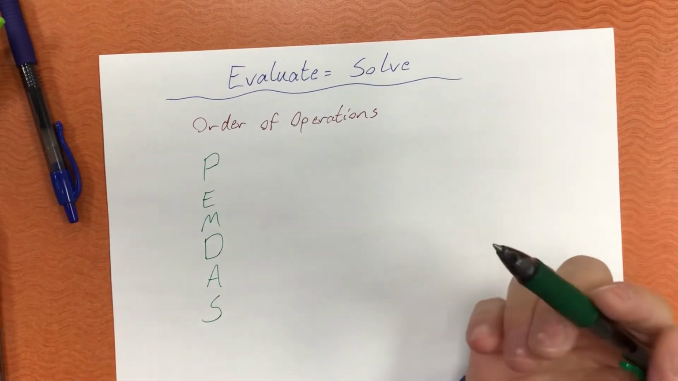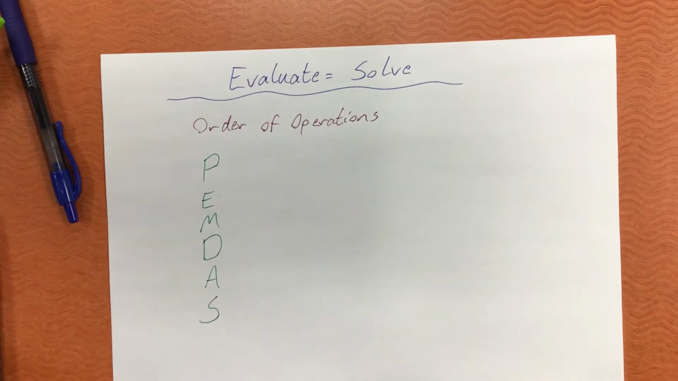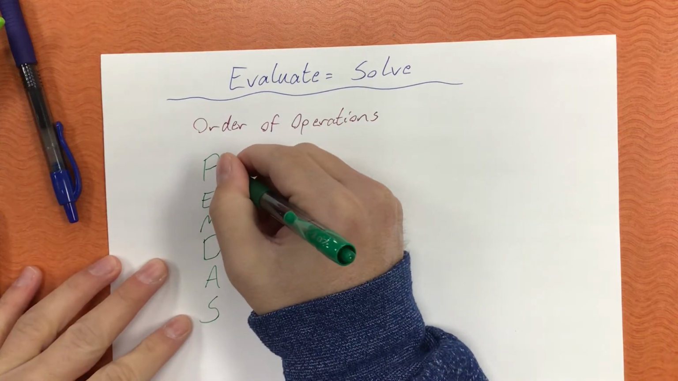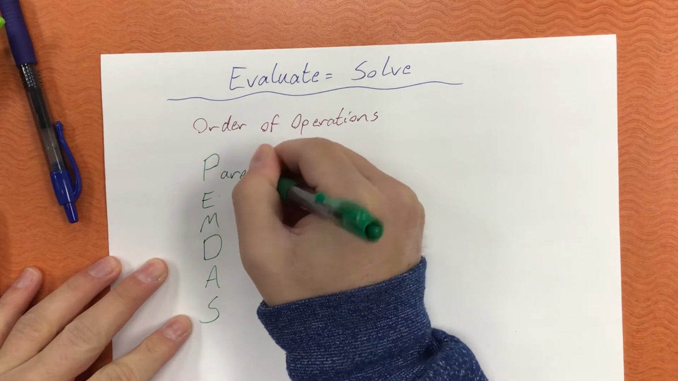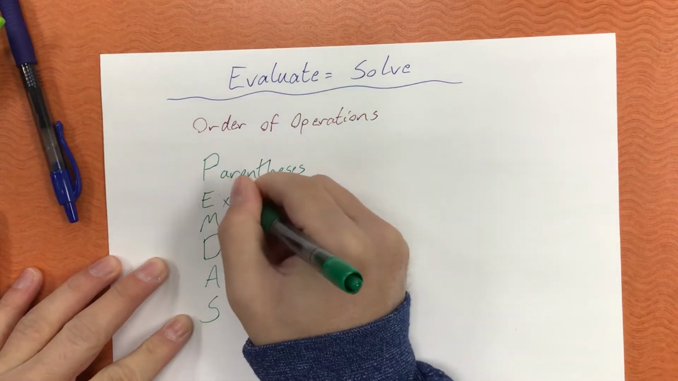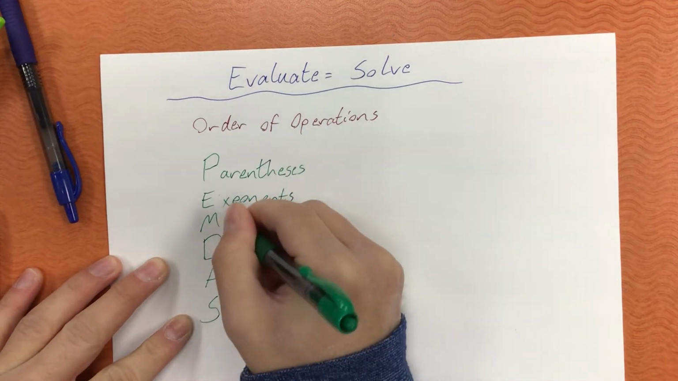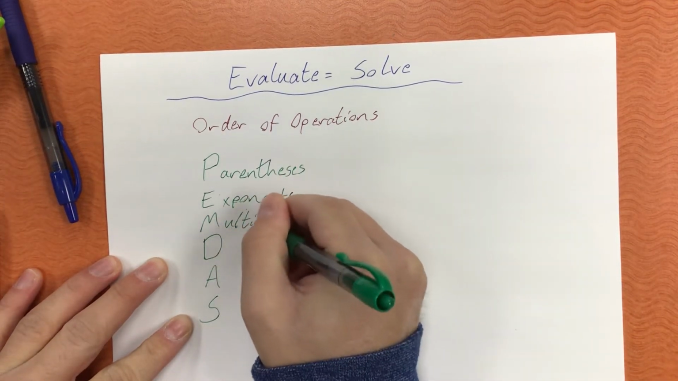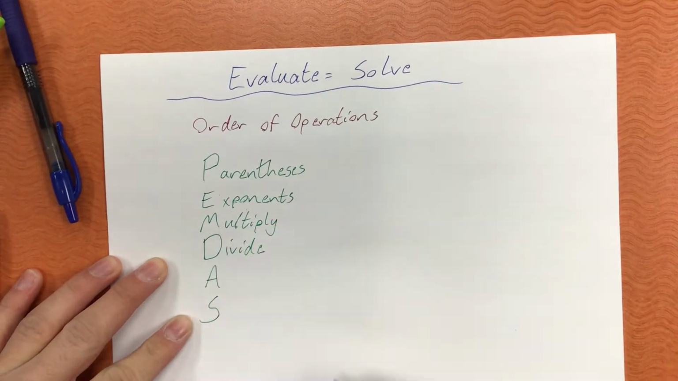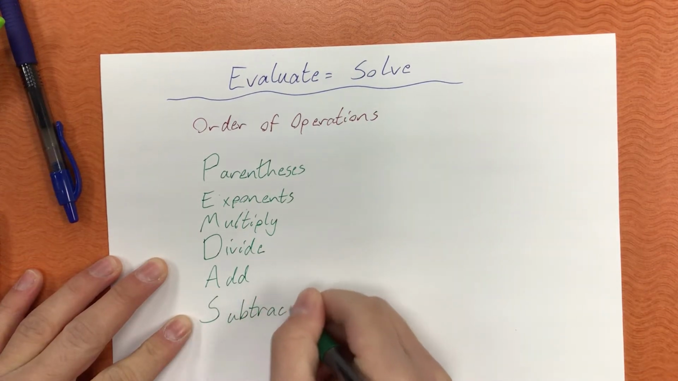We remember it, some of us do, as please excuse my dear Aunt Sally. And these all stand for something. Please excuse my dear Aunt Sally. This stands for parentheses. This stands for exponents, which you just learned. This is multiply, divide. I bet you can guess the last two, add and subtract.